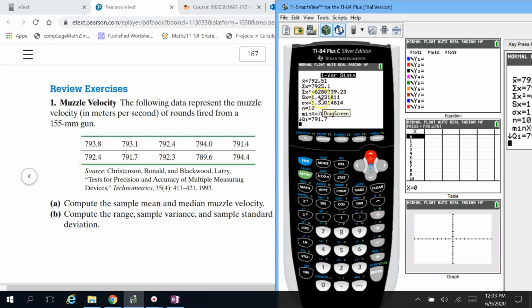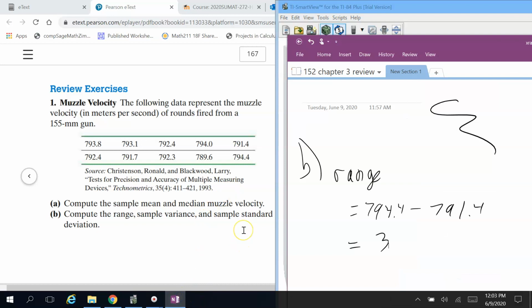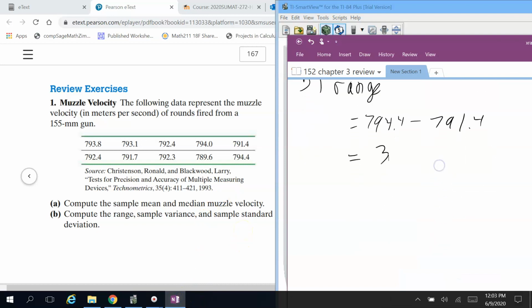We're rounding this to 2 decimal points because this all has 1 decimal point, so we're going to have a standard deviation of 1.42. So we have a standard deviation, little s, 1.42.